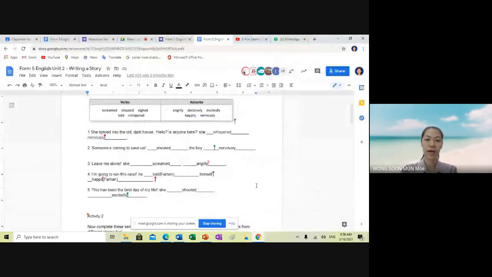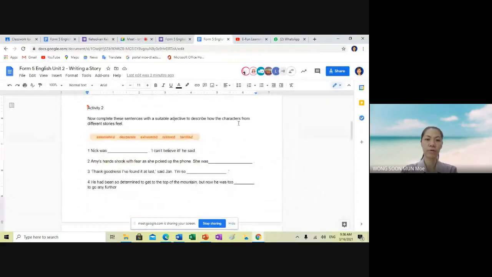Okay, so you look at activity 2 in the same Google Doc. So far everyone can follow, right? Okay, activity 2. Now we have some adjectives here.